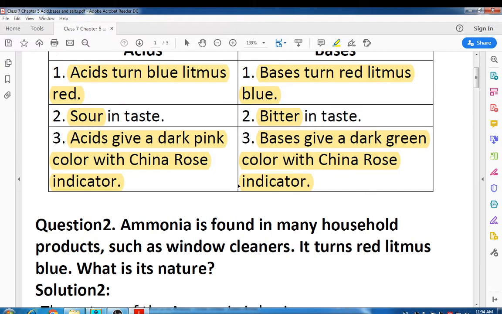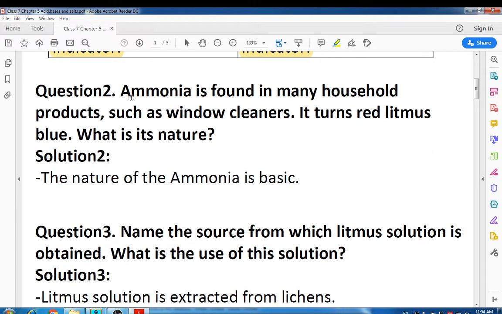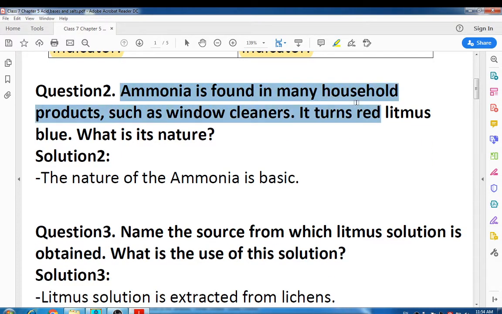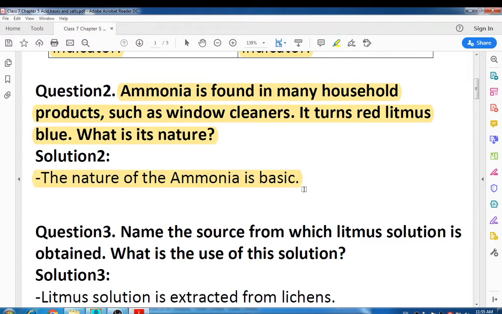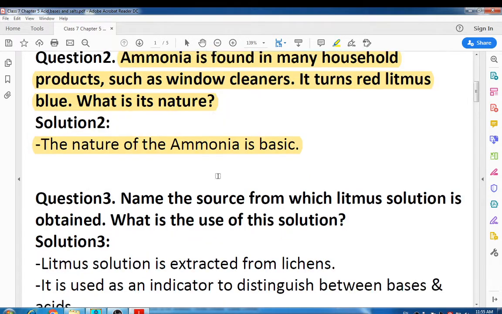Understood question number 1? Now question number 2, ammonia is found in many household products such as window cleaners. It turns red litmus blue. The last option is blue, that is B. So what is its nature? Yes, the nature of ammonia is basic. Just remember the hint: if the litmus changes to blue, that is B, and basic is also B. Just keep that in your mind.